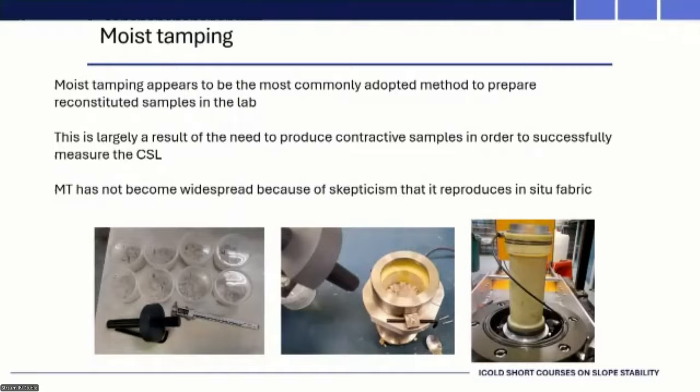There's various ways to make sure you get the same layers, etc. I don't want to go into that because it's been dealt with elsewhere. There's still some controversy about moist tamping because people argue that it doesn't reproduce the in situ fabric of the tailings, where fabric is kind of particle arrangement or structure. But I think it's been mentioned earlier today that your critical condition is relatively impervious to your method of sample preparation, except if you get segregation.